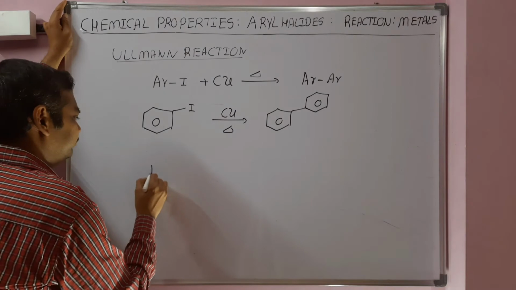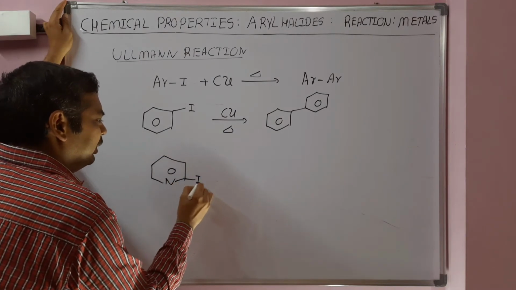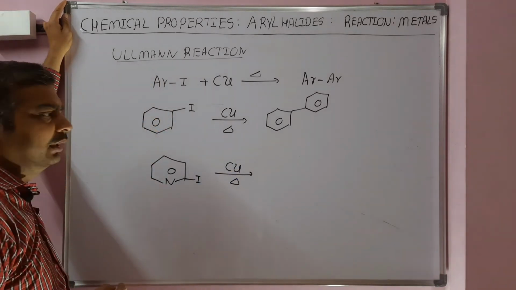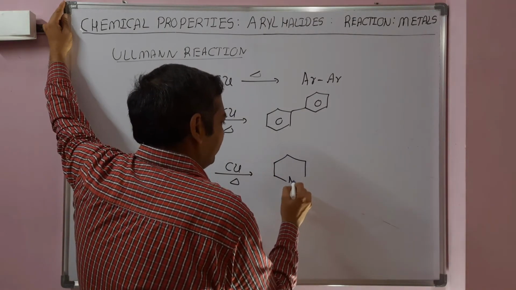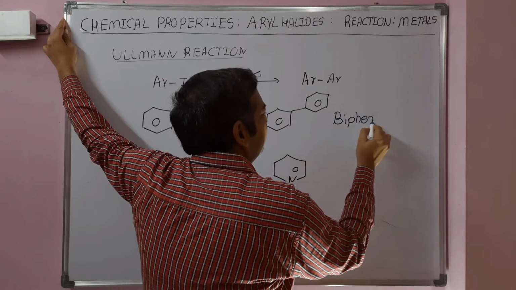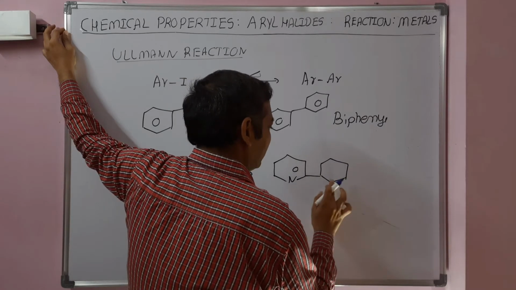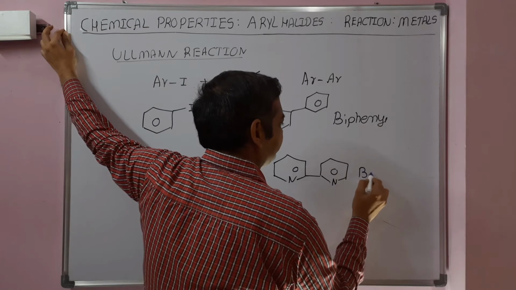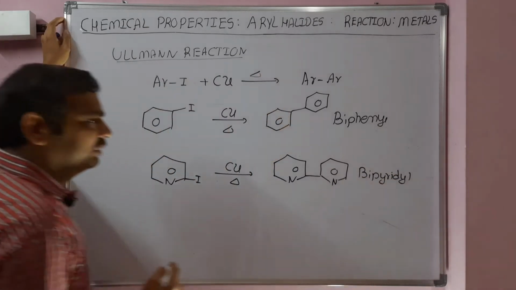For example, 2-iodopyridine undergoing Ullmann reaction reacts with copper at high temperature. Bipyridyl, this is bipyridyl. So this is biphenyl, this is bipyridyl, with nitrogen. So Ullmann reaction, bipyridyl.